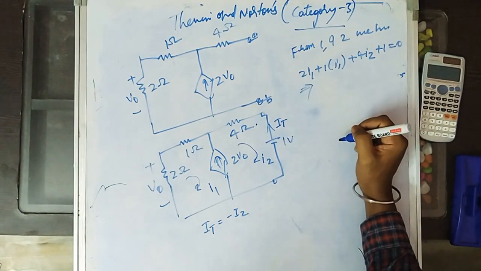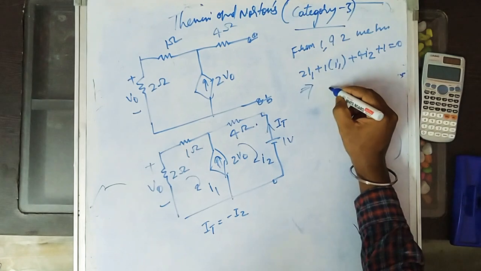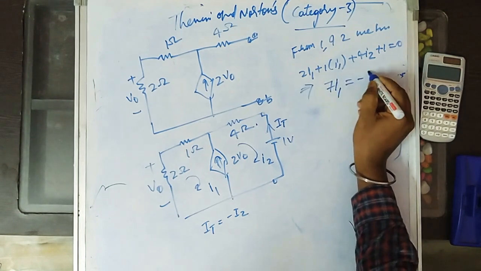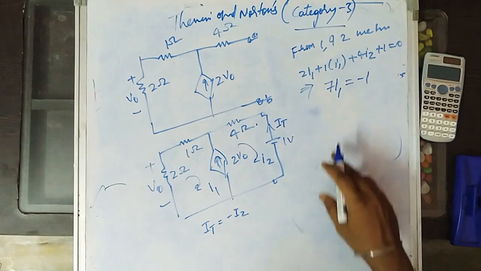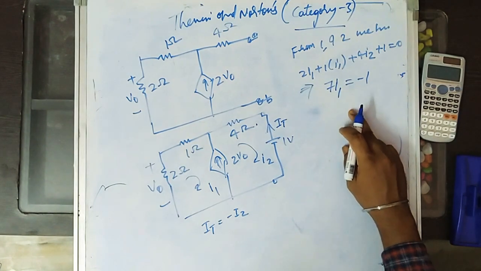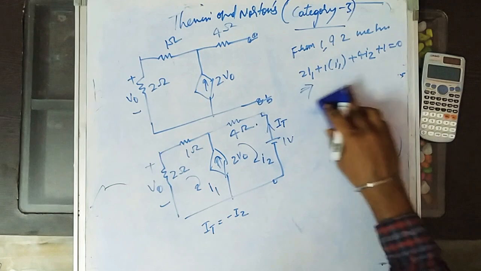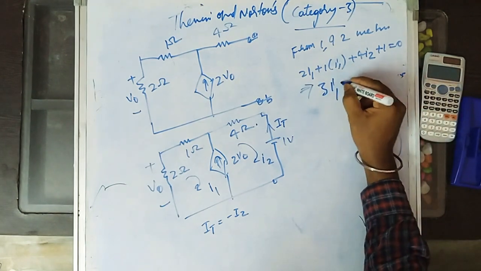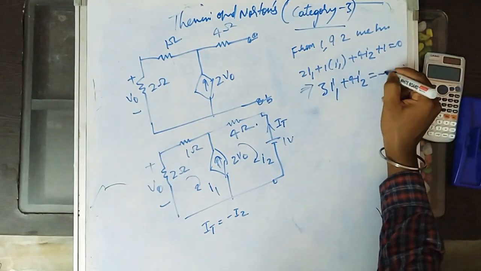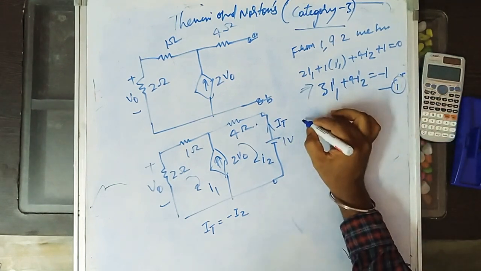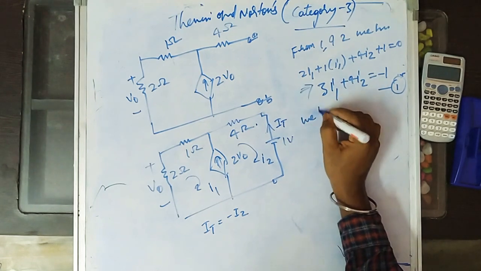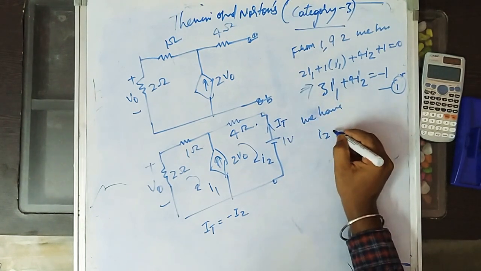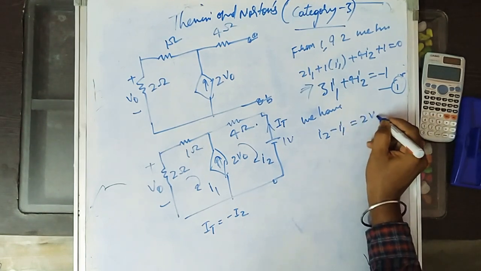2 I1. So adding this, you'll get 7 I1 equal to minus 1. So 2 I2 equal to, 3 I1 plus 4 I2 equal to minus 1. This is equation 1. By super mesh we have, by super mesh, I2 minus I1 equal to 2 V naught.